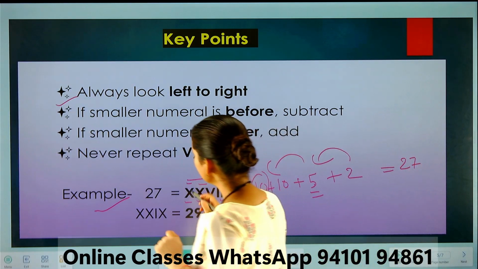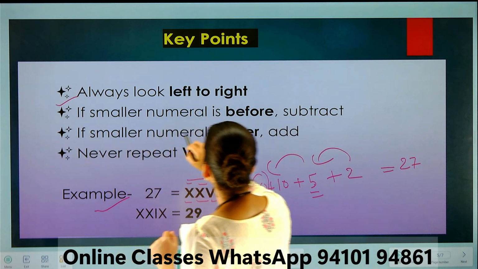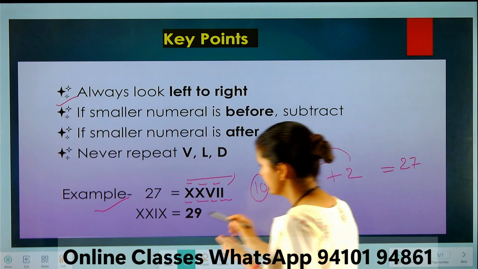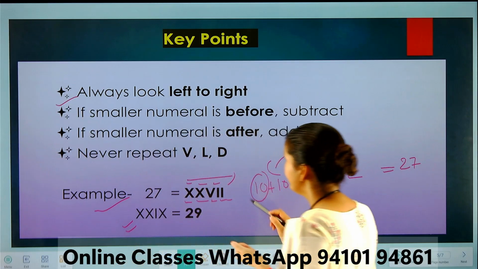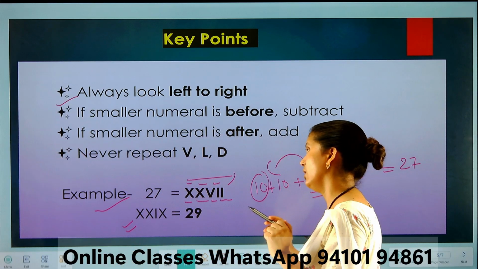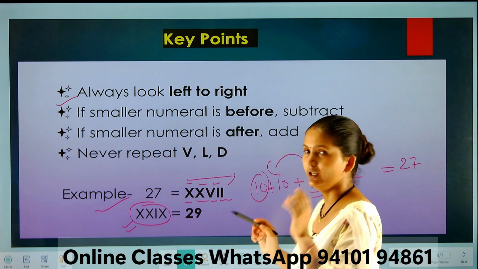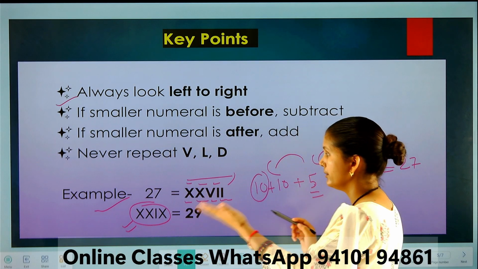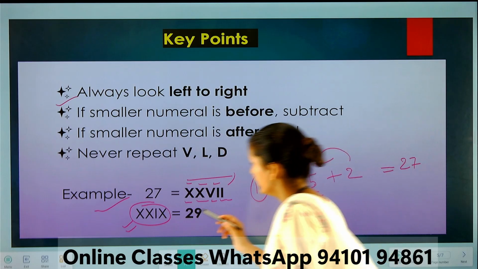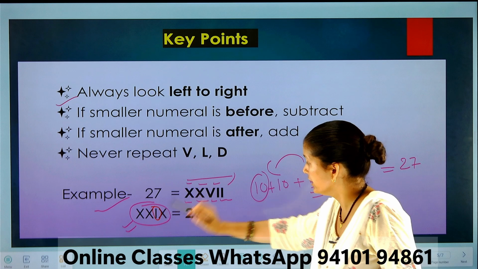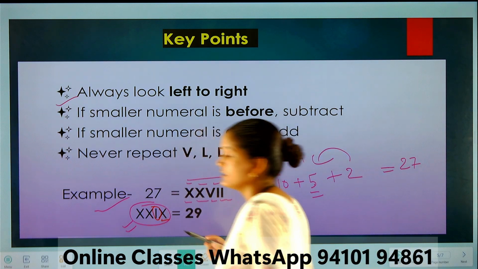Next, if a smaller numeral is after, look at this example now. In this numeral, is there any smaller value before a bigger value? Look here, this is 1, I means 1, and this is X, which means 10.